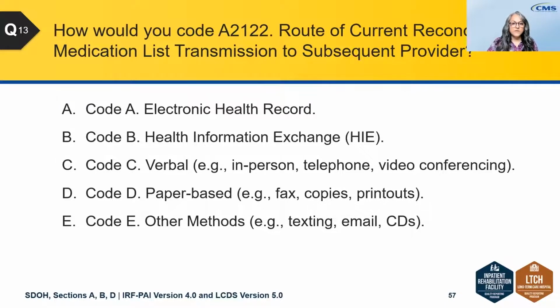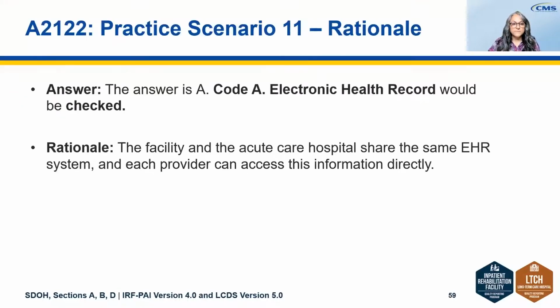Okay, I think we can close the polling on this one. And let's move to the answer slide. And the correct answer is code A, electronic health record, and 96% of folks got that one correct. And so the rationale for this is that the facility and the acute care hospital share the same EHR system, and each provider can access this information directly in that shared EHR.